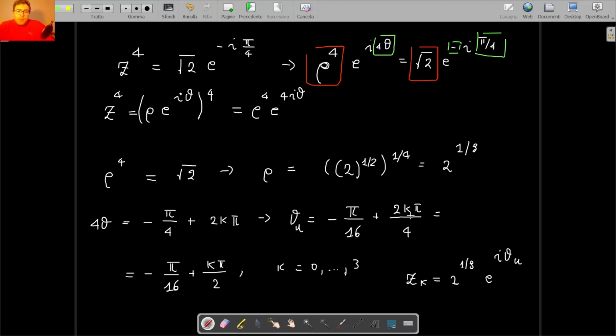And this exercise basically teaches us how to extract the nth root of a complex number. Let me know if you want to see more exercises in this vein.